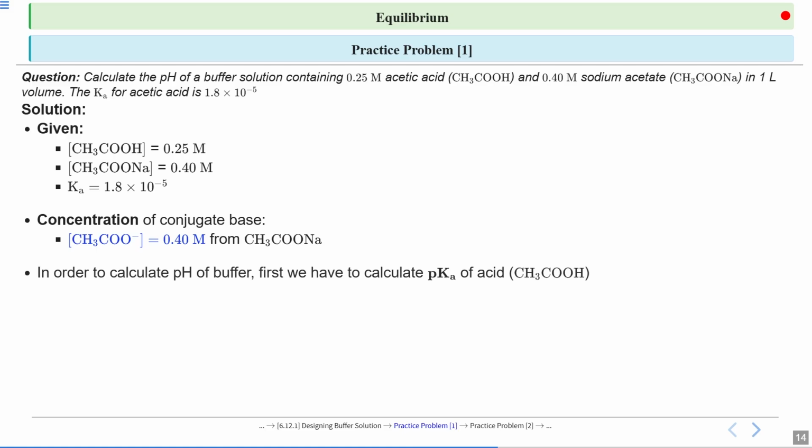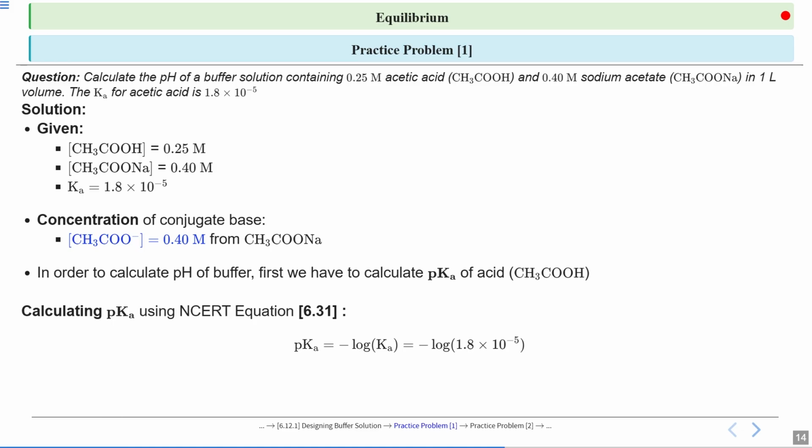Further, if you want to calculate the pH, you first have to calculate the pKa, because here we have the value of Ka and not the pKa. How can we do it? pKa is nothing but minus log of Ka, therefore minus log of 1.8 into 10 to the power minus 5. Don't worry, in your exams you will be given this value of log. You can also just check it in your calculator. This value will come out to be 4.74. So the pKa is now 4.74.